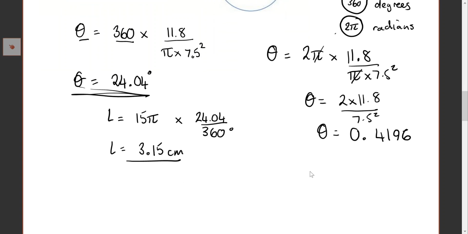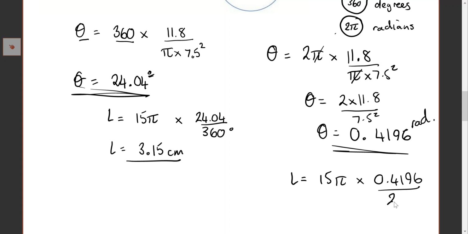So this is where we were. We've got degrees, and that's in radians. Now you know it means the same thing, the same actual space, but this is radians and this is degrees. The next stage is to do the arc length, which is still 15 pi, but this time multiplied by 0.4196 divided by 2 pi. Again, the pi's disappear, and we just have L is 15 multiplied by 0.4196, and you get 3.147.